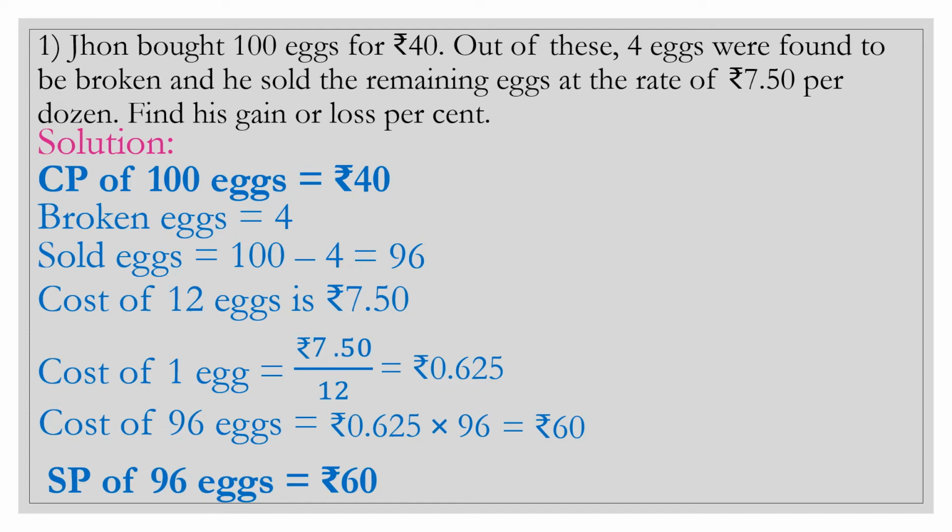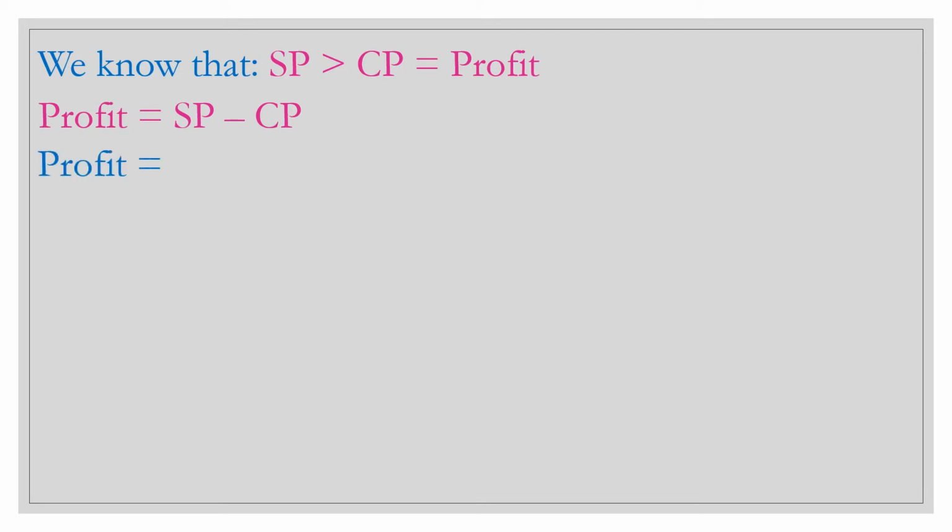Yes, SP. We know that if SP is greater than CP, we have a profit and profit is equal to SP minus CP. Now put the value. See, SP is equal to rupees 60. So write down rupees 60. Then write the minus symbol as it is. And CP is equal to rupees 40. So write down rupees 40. Now do the subtraction. We get rupees 20. So profit is equal to rupees 20.